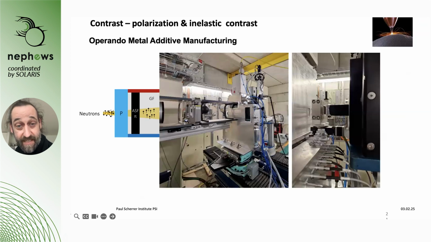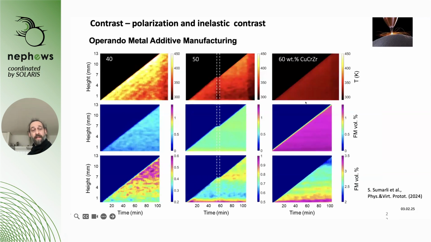The neutrons come here in a guide field, polarized neutrons. Then here's the printing chamber. We look onto the sample as it is printed, and behind we have a polarization analyzer and then our imaging detector. And this is the result where you see the sample growing here over time. We integrate it over the horizontal plane so that you only see the height over time, how it grows. And the first panel up here is the temperature.